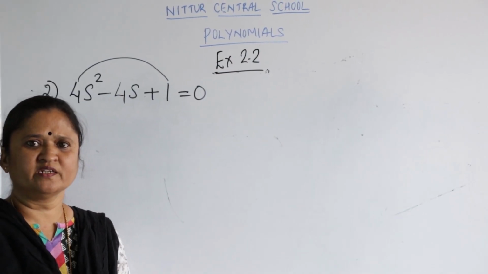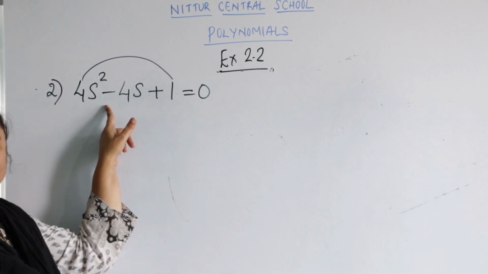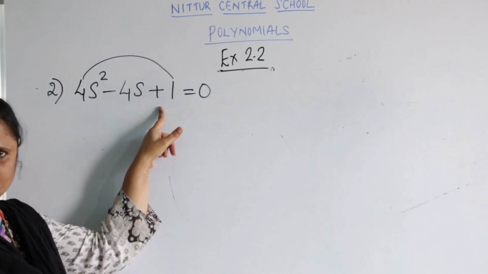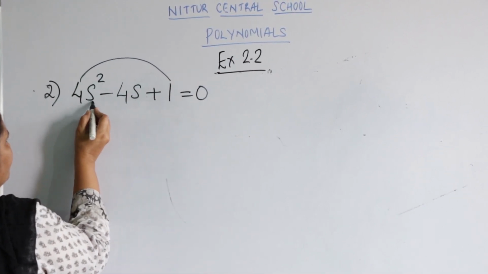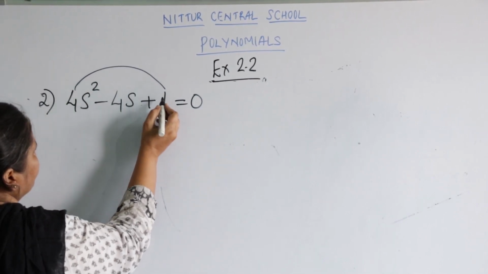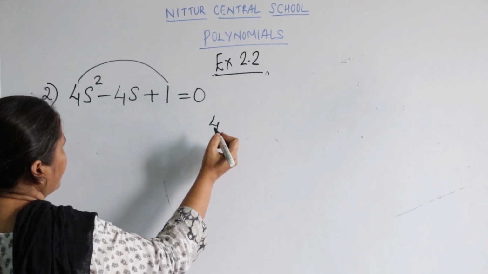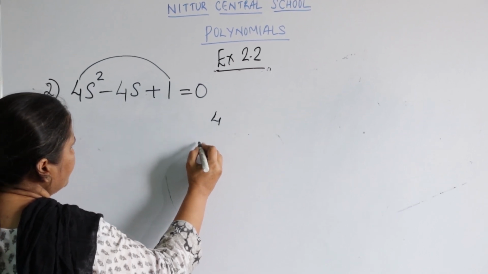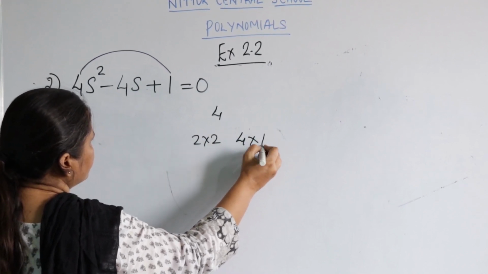Now let us begin with the second problem, which is 4s square minus 4s plus 1. So we have to multiply the coefficient of s square with this constant. So you get 4 times 1, 4. So we have to find factors of 4. We know very well the factors of 4 are 2 times 2 and 4 times 1.